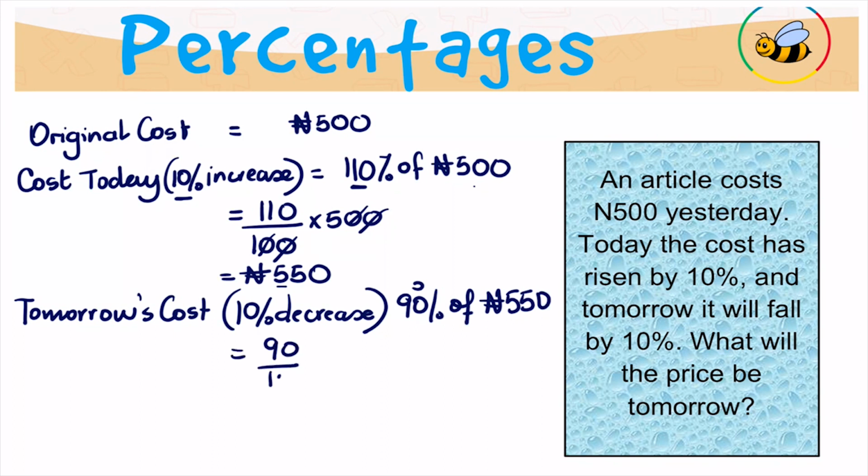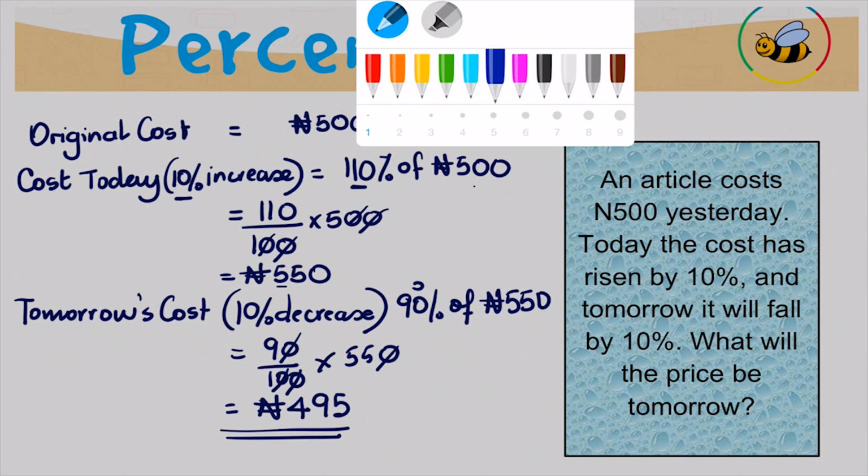So let's do that. 90 over 100 times 550. Take out all the zeros. You are left with 55 times 9, which actually gives you 495 naira. Okay, so let's go through this very quickly.